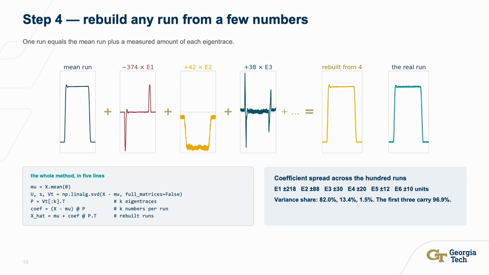Compute the mean, take the singular value decomposition of the centered data, keep the first k rows, which are your eigentraces, project each run onto them to get k numbers, multiply back to rebuild them. 2 lines to notice. The projection line turns 2000 numbers into k numbers. The reconstruction line returns them back. Everything else in these two results is built on those two operations. The coefficient spreads on the right tell you the relative importance. E1 coefficient ranges over roughly plus or minus 218 units, E2 over 88, and by E6 you are down to 10.